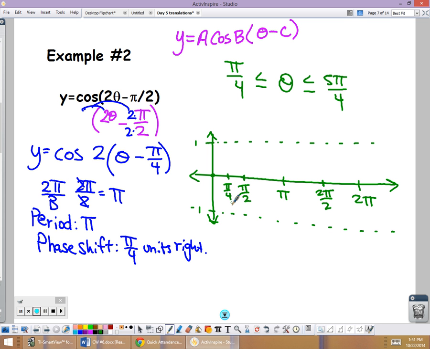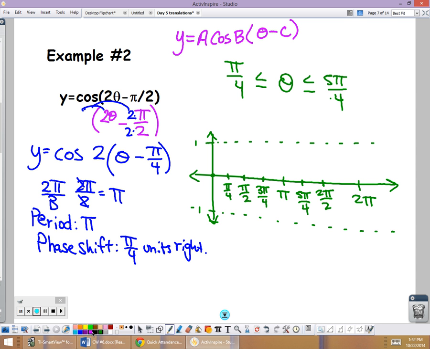Now, somebody in my other class, Julia, suggested that we count by fourths. Let's count by fourths. 1 pi over 4, 2 pi over 4, 3 pi over 4, 4 pi over 4. Okay, 5 pi over 4. Oh, that looks familiar. 5 pi over 4. That's important. We're going to need that. 6 pi over 4, 7 pi over 4, 8 pi over 4, but we don't even need to go that far. All we need is from pi over 4 to 5 pi over 4.